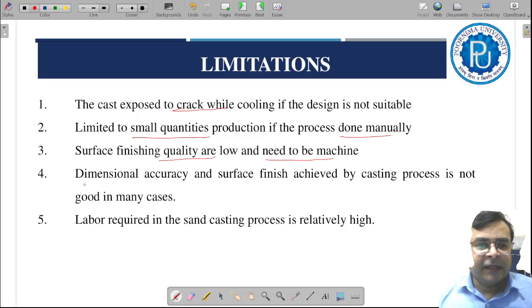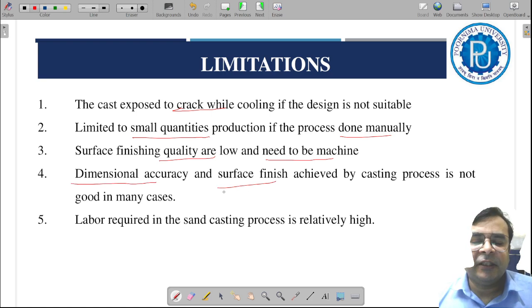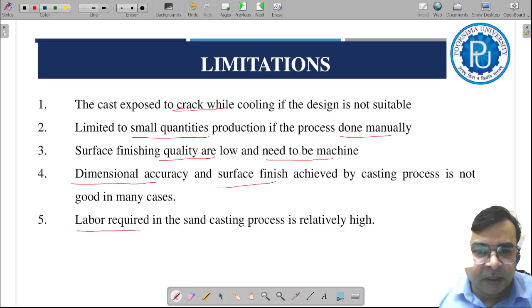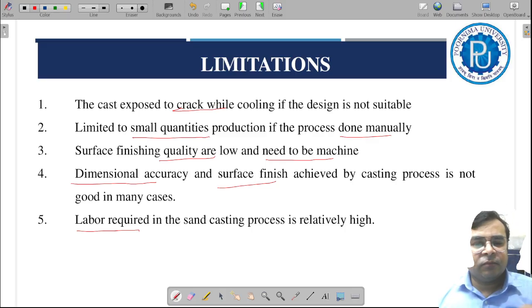Similarly, dimensional accuracy is also not good, so further finishing is required. Obviously, by the machining or finishing process, we can obtain the appropriate surface finish as well as dimensional accuracy. And one of the biggest limitations is that a large number of laborers are required, because most sand casting processes are manual.